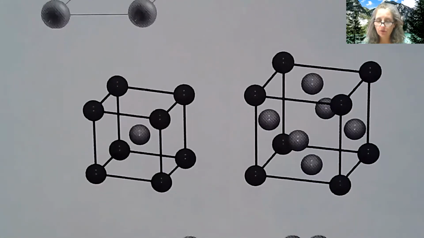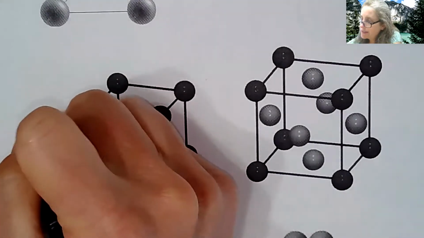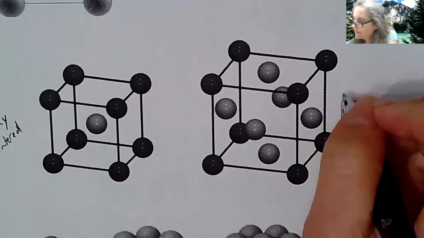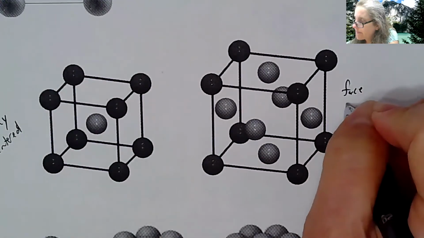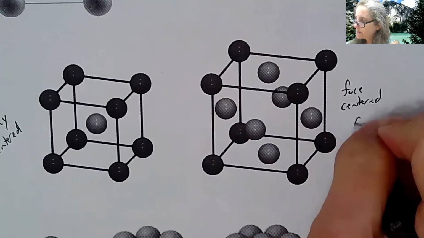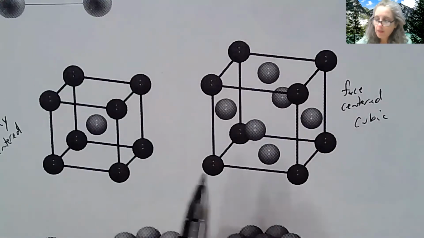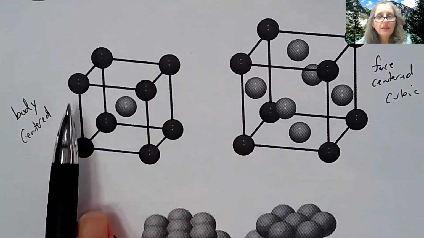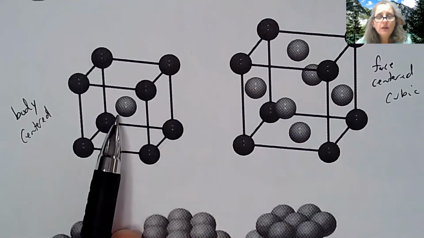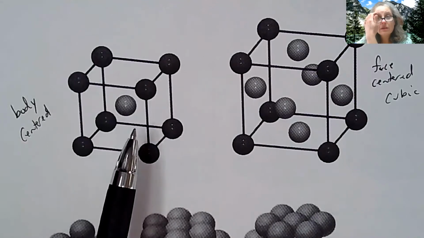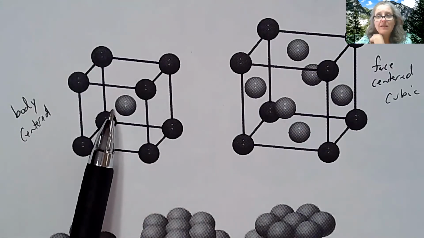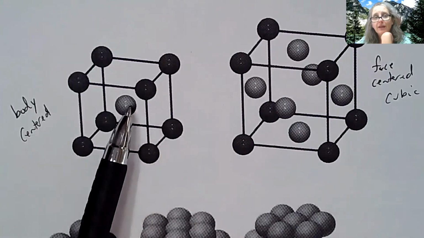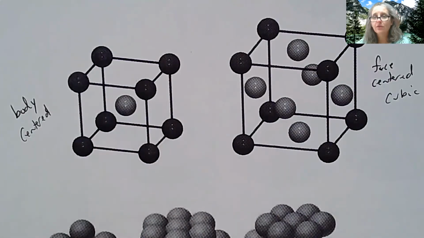The next two pictures: the one on the left is called a body-centered cubic, and the one on the right is called a face-centered cubic. Body-centered cubic, you have essentially an atom in the middle, and then you have an atom on each corner of a cube. Do realize that a lot of books and other resources color in that middle one differently to show you perspective, but it could also be an ionic compound. You could have a cation and then anions surrounding it, or vice versa.